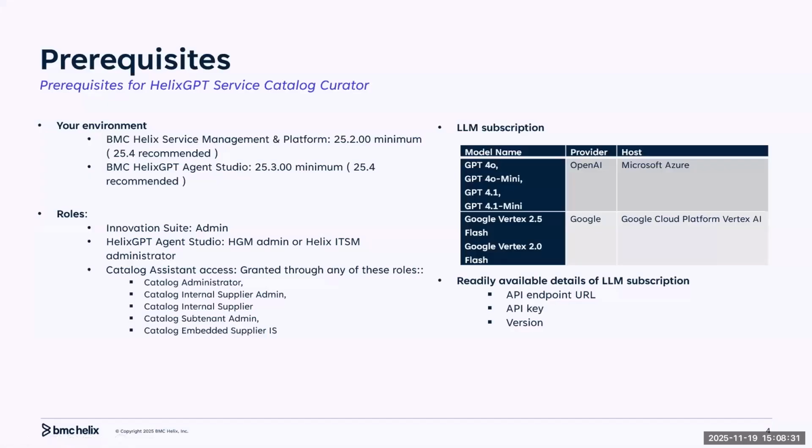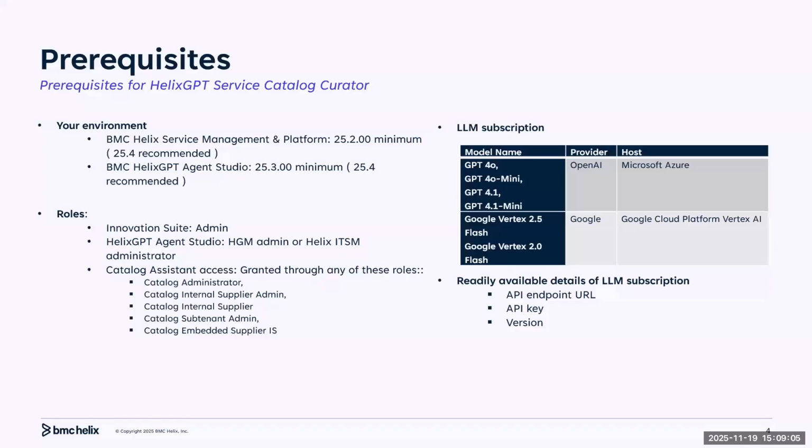So some of the prerequisites that we have to keep in mind before we start configuring the Service Catalog Curator: your environment should be on BMC Helix Service Management platform, minimum 25.2. However, the recommendation is the 25.4 version. Same for BMC Helix GPT Agent Studio, we require a minimum of 25.3. However, we recommend 25.4.